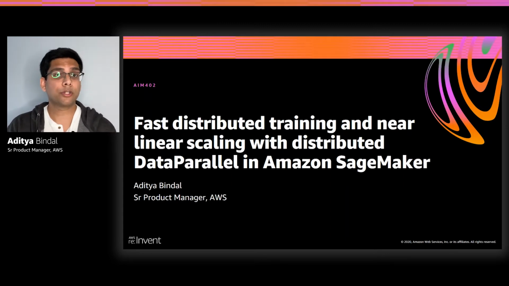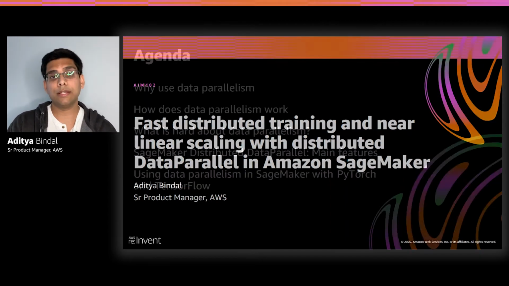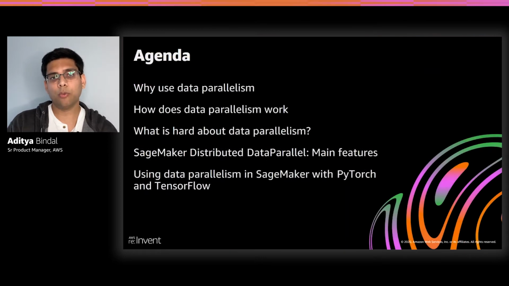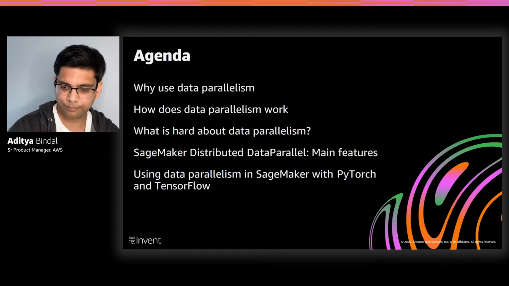We're going to talk about distributed training today. We'll talk about some of the challenges developers face when they need to use data parallelism, when and how they would use data parallelism, and then we'll talk about the new capabilities we're launching in SageMaker to make distributed training, specifically data parallel training, easier for you and more performant. We'll end with a deep dive example showing you how you would use these new capabilities in TensorFlow and PyTorch.